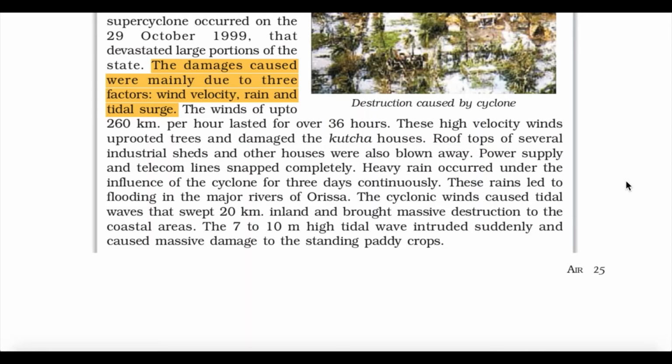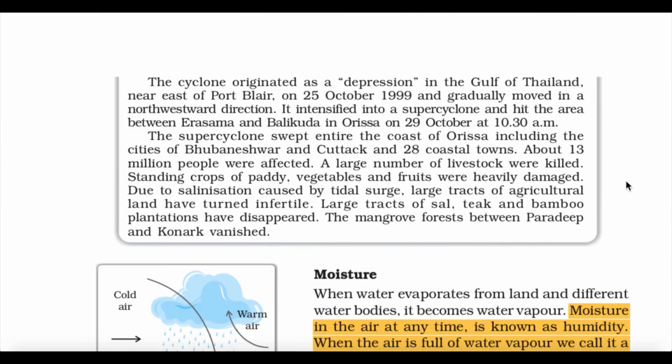The cyclonic winds caused tidal waves that swept 20 km inland and brought massive destruction to the coastal areas. The 7 to 10 meter tidal waves intruded suddenly and caused massive damage to the standing paddy crops. The cyclone originated as a depression in the Gulf of Thailand near east of Port Blair on 25th October 1999 and gradually moved in a northwestward direction.